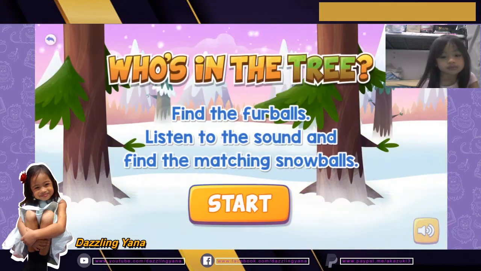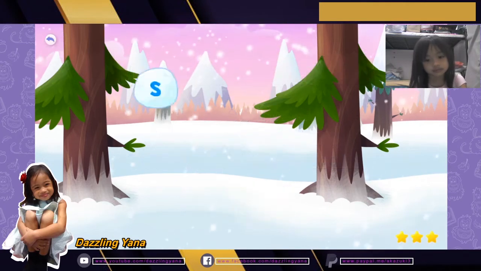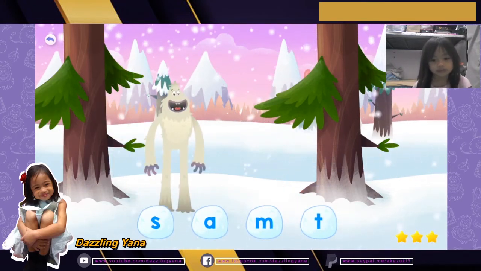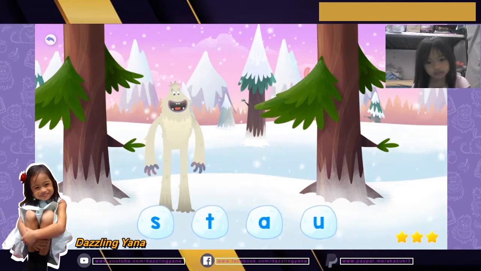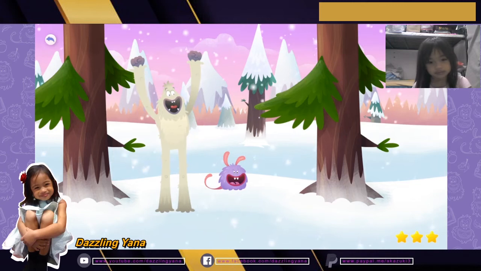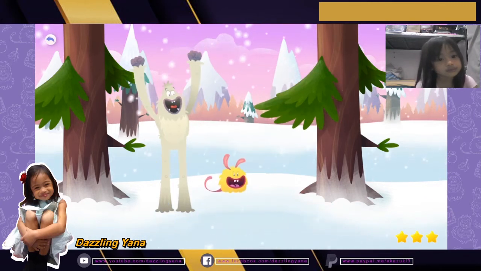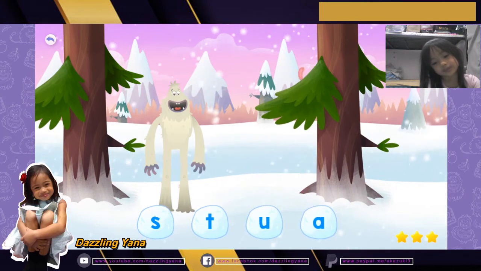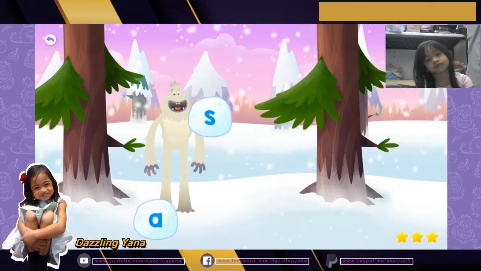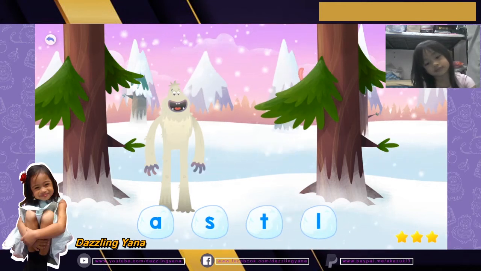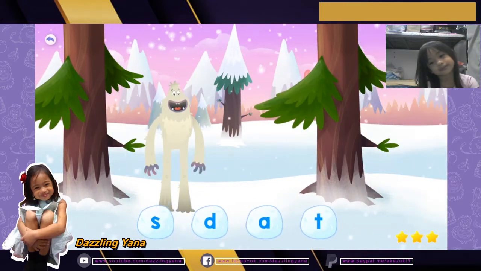Who's in the tree? Find the furballs. Listen to the sound and find the matching snowballs. At.